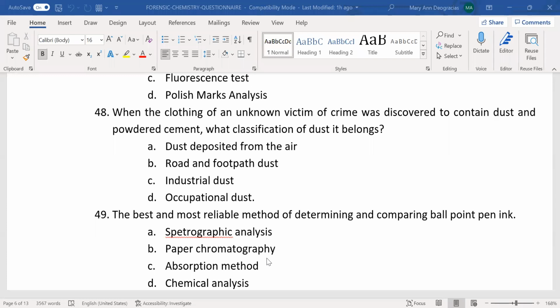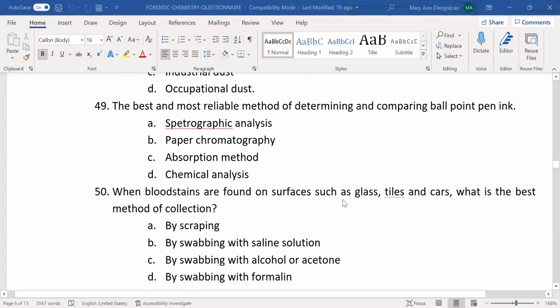Next, number 49. The best and most reliable method of determining and comparing ballpoint pen ink. Okay, B. It was reversed earlier. So, it's paper chromatography. Spectrographic is also for nigrosin ink and logwood ink. Paper chromatography is for ballpoint pen ink. Letters C and D, cross those out, because these are analyses for paper.